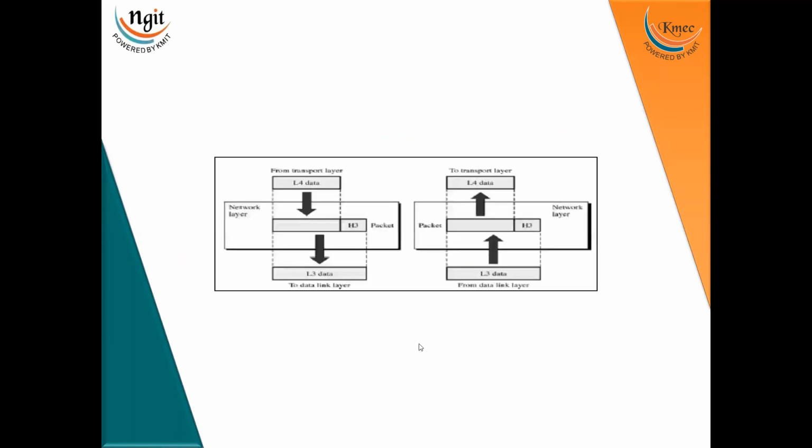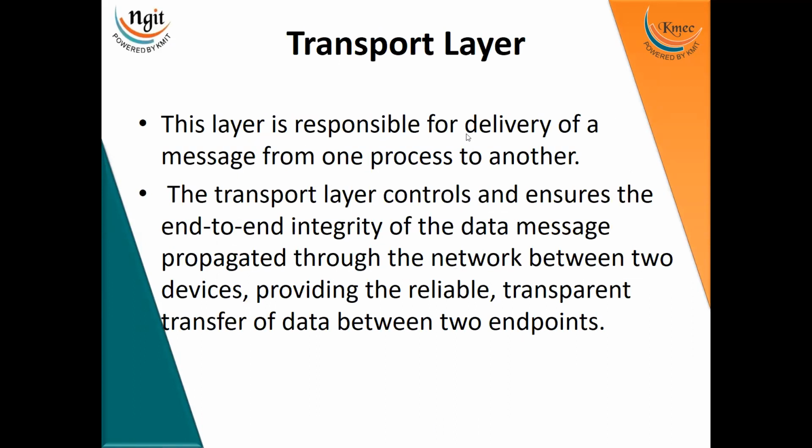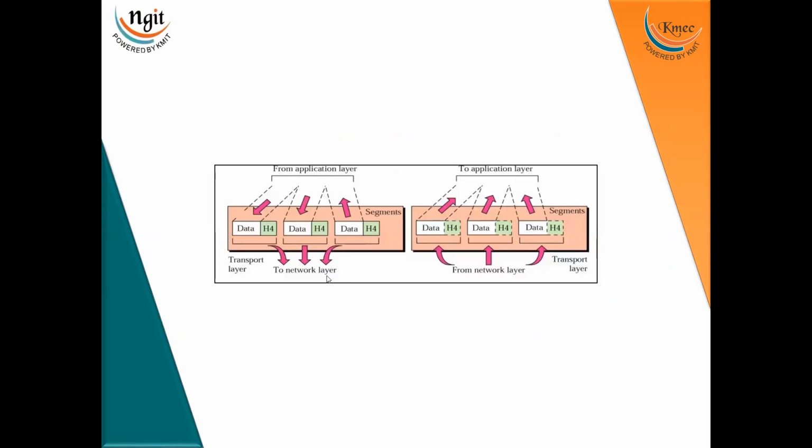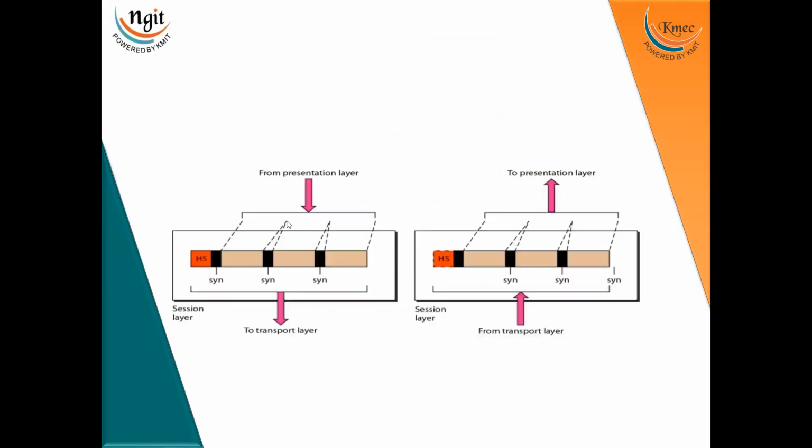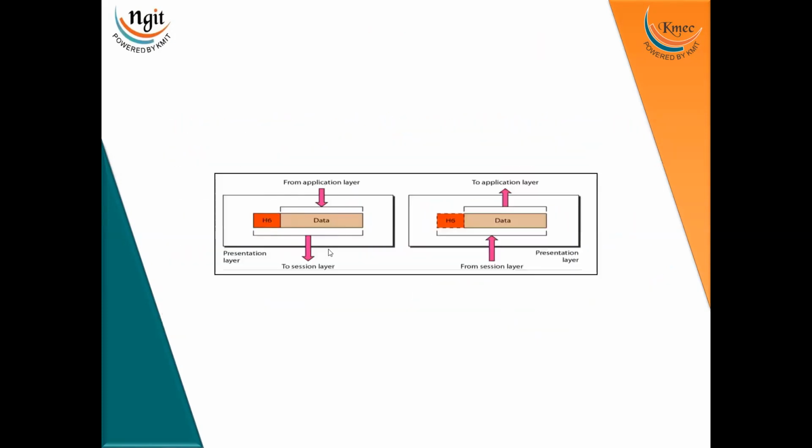Next, from the network layer we go to the transport layer, where the data is transmitted in the form of packets. Then we have the session, presentation, and application layers. The final step is the application layer. Like this, the complete data transmission is done.